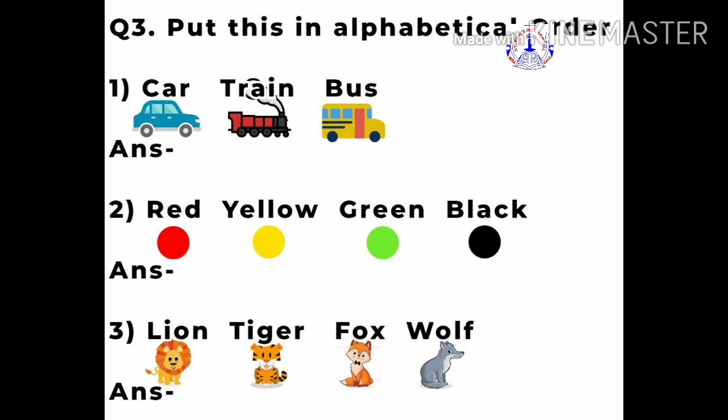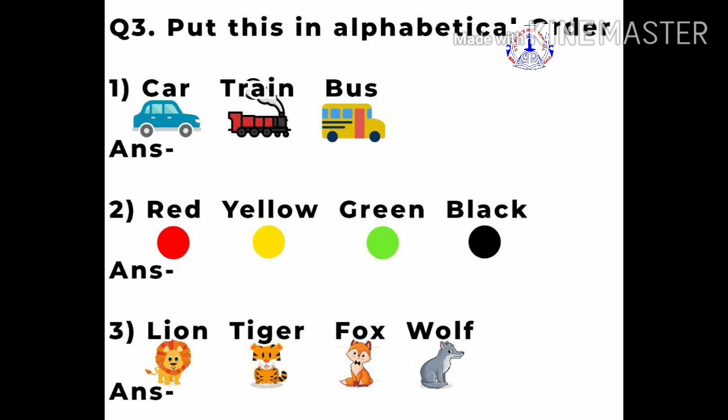Question number 3. Put these in alphabetical order. See the first one, my dear children. I have given you 3 words: car, train and bus. See the first letter of each word, that is C, T and B. Which letter comes first? Arrange them and write that name first, according to alphabetical order.